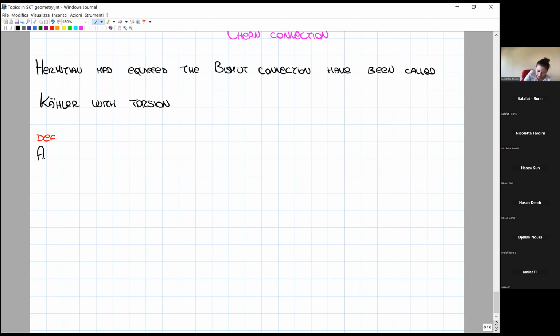So an Hermitian metric, okay, sorry, it's not writing anymore. Just one second. I think I have some problems with the pen.